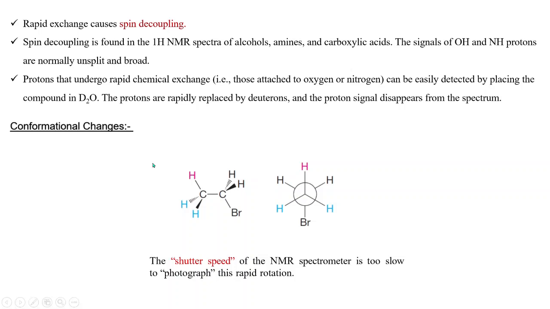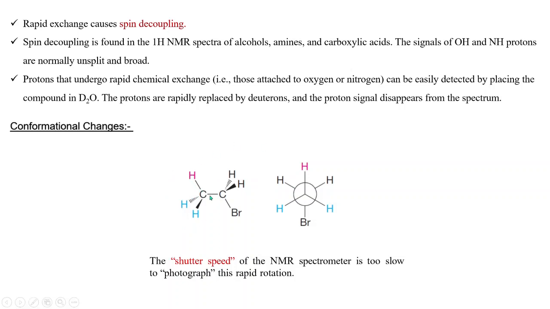Now come to the conformational changes. I have taken bromoethane as an example. This is the Newman projection for bromoethane, and this is the flying wedge representation. Now if you see these two hydrogens which I have colored blue, and this magenta proton, these two are in a different environment from this single one. So we expect two signals for this CH3, but practically we are getting only one signal. Why is that?